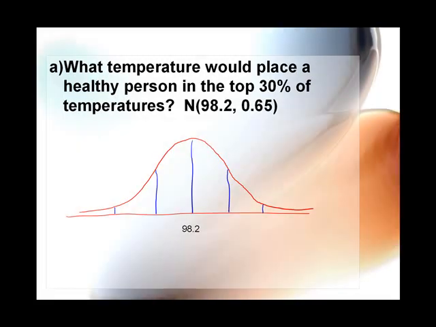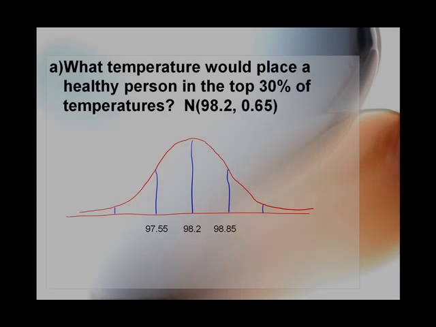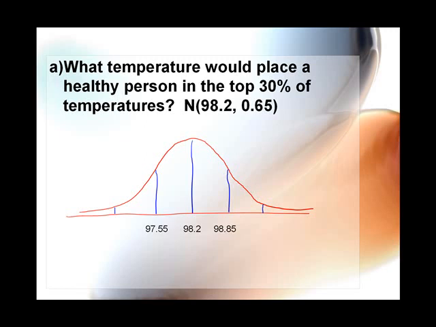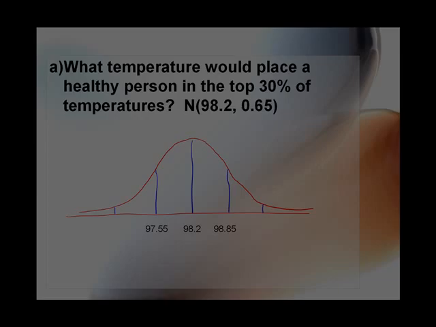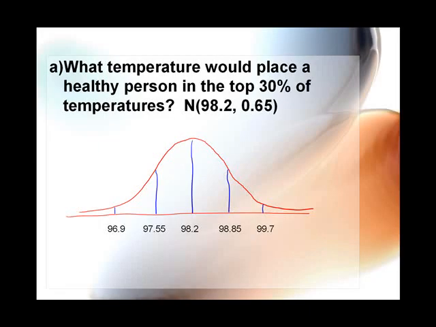We'll go out 2 standard deviations in either direction, and we'll label our mean as 98.2. And then we'll add 0.65 to the 98.2 and subtract 0.65. And we have to do it again, and we get out to 99.7 and down to 96.9.